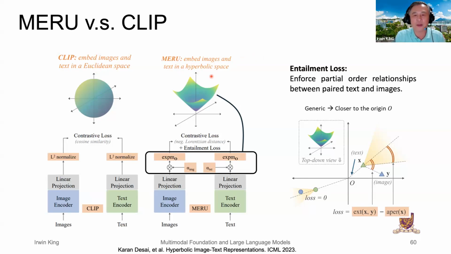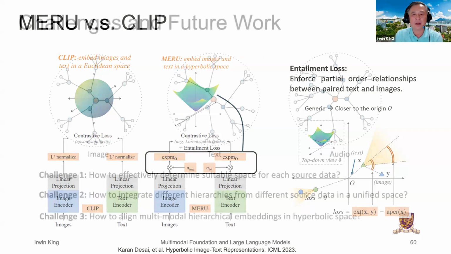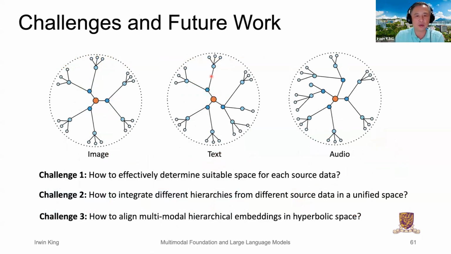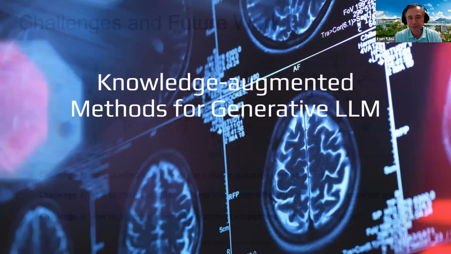And we've been doing that, and there are several papers that we have done on it. The challenge here is, first, how do you effectively determine the suitable space? Is your data hierarchical enough that it requires hyperbolic space embedding? Second, how do you integrate different hierarchies from different source data? And third, how to align multimodality of hierarchical embedding inside a hyperbolic space. So these are some of the challenges that we face.